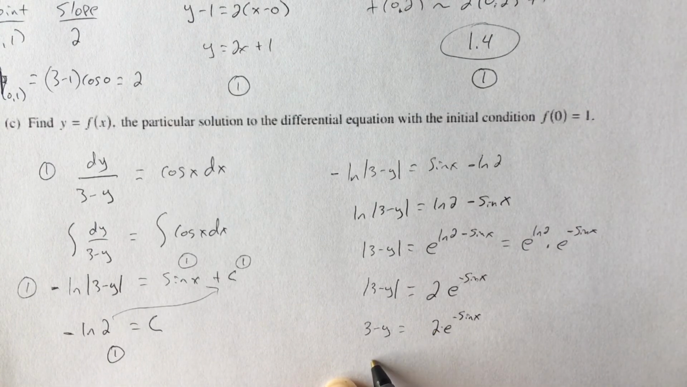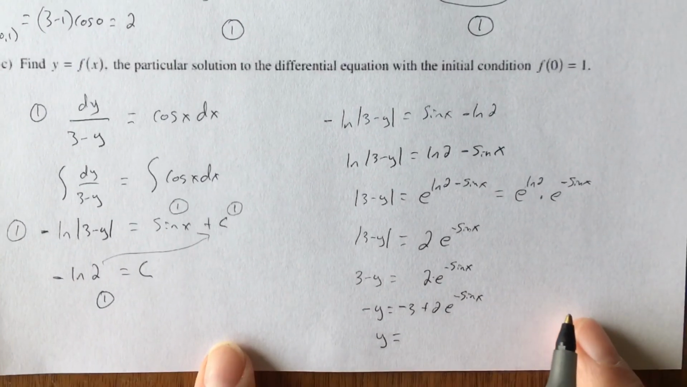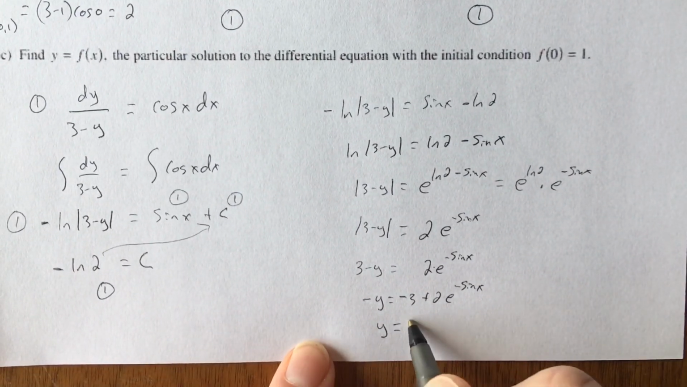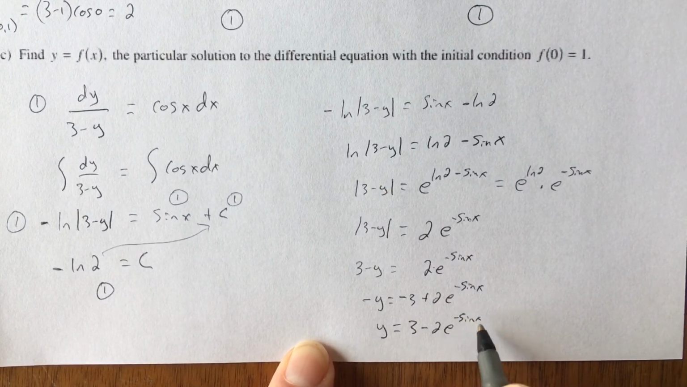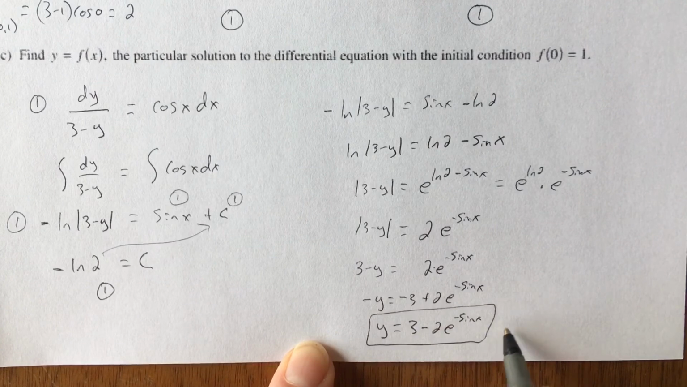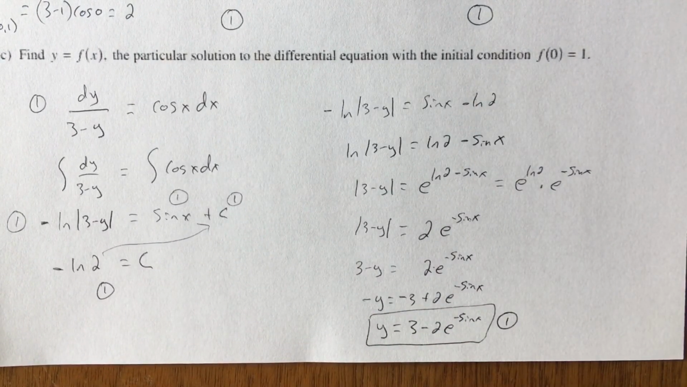We're going to subtract 3. So negative 3 plus 2 e to the negative sine x. And the last thing to do is multiply everything by negative 1. And we're going to get y equal to 3 minus 2 e to the negative sine x. That's a lot of work for just 1 point, but that's what you get. All of that right there gets you 1 extra.